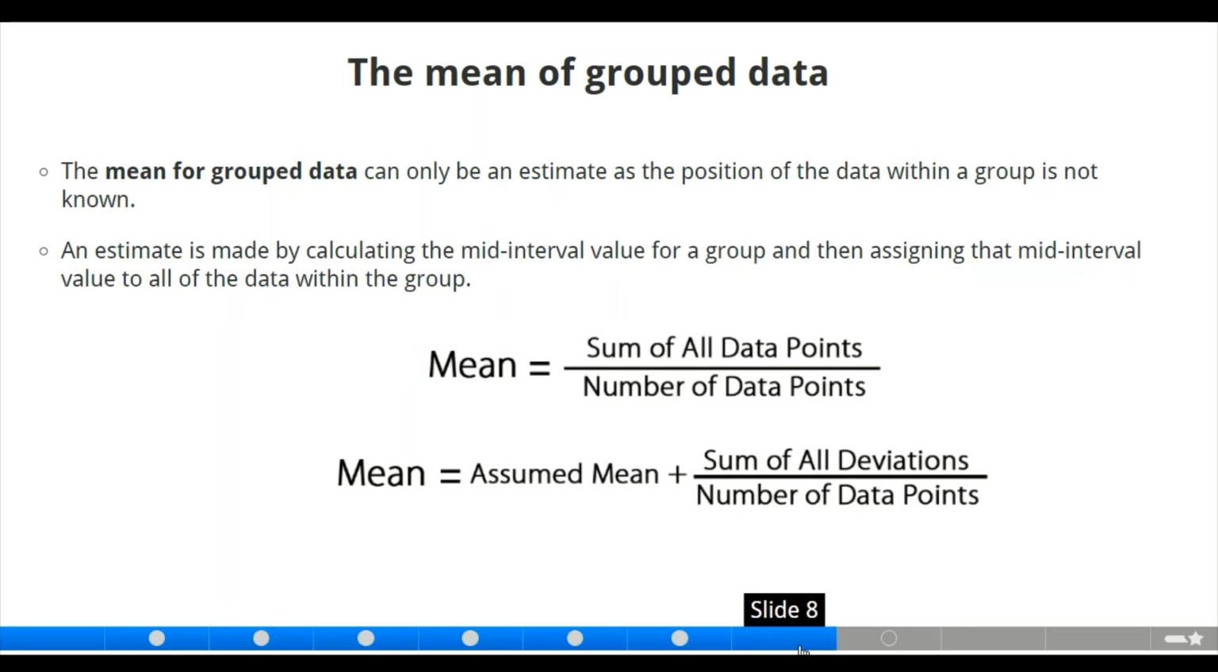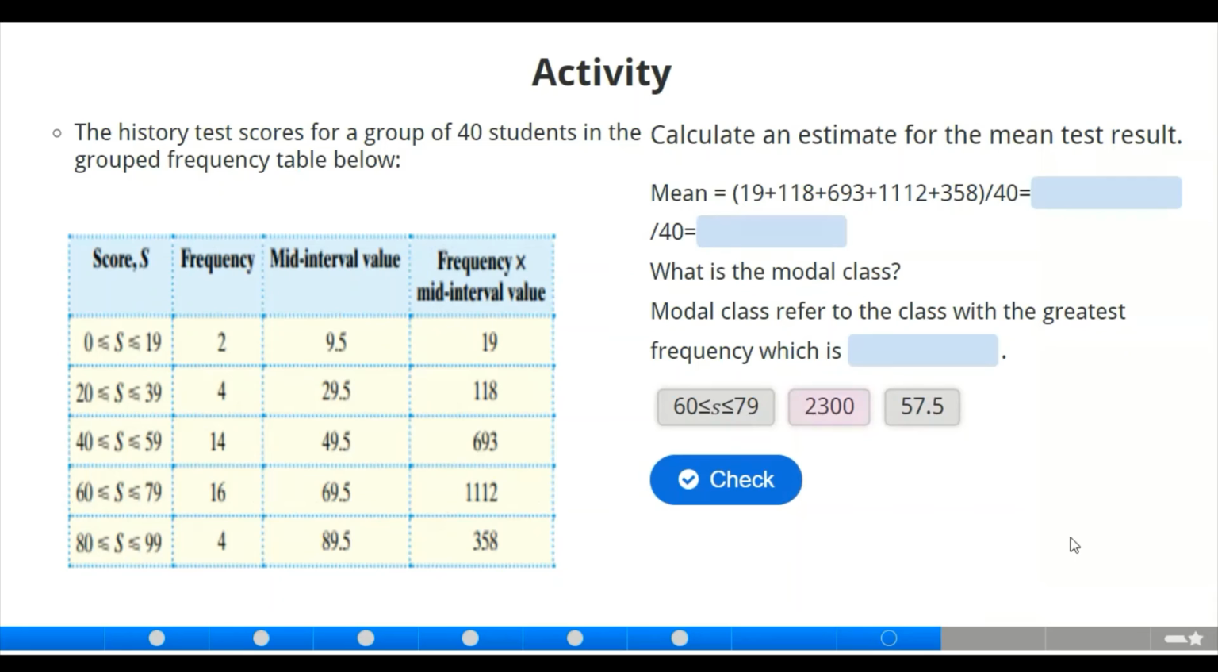An estimate is made by calculating the middle interval value for a group, and then assigning that mid interval value to all the data within the group. So if you have to calculate the mean of group data, we said that it's an estimate. And how do we calculate the estimate? To calculate the mid value, having the two interval ends, you add them up and you divide by 2. Whatever we have as the answer is what we call the mid value. You can see how we can actually calculate the mean from the picture here. So now let's quickly do these activities and let's solve the question that we have there.